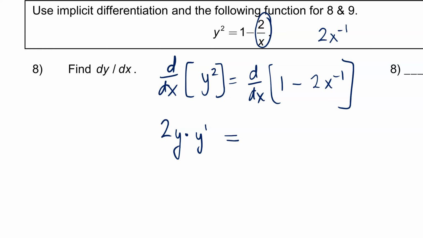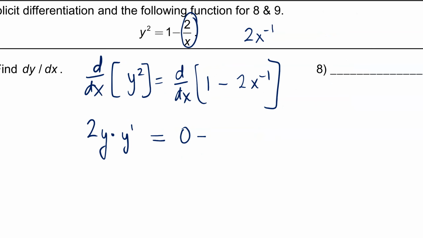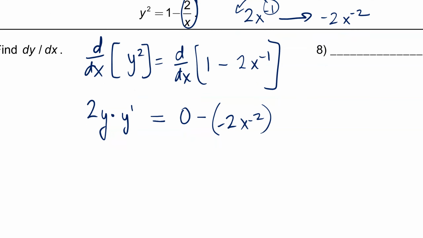Derivative of 1, derivative of a constant is 0. Minus derivative of 2 to the x minus 1. So you take negative 1, bring it in front, so negative 2x to the negative 2. Let me write it this way: negative 2x to negative 2. Yes.